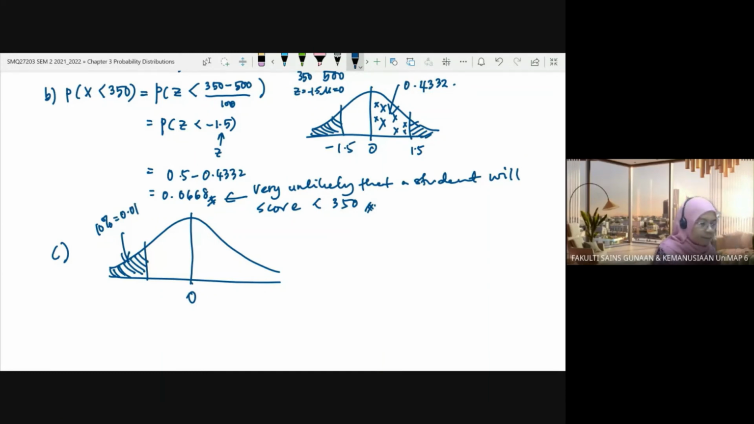Is it correct? 0.1 or 0.01? 0.1? Wrong? One moment. Okay.